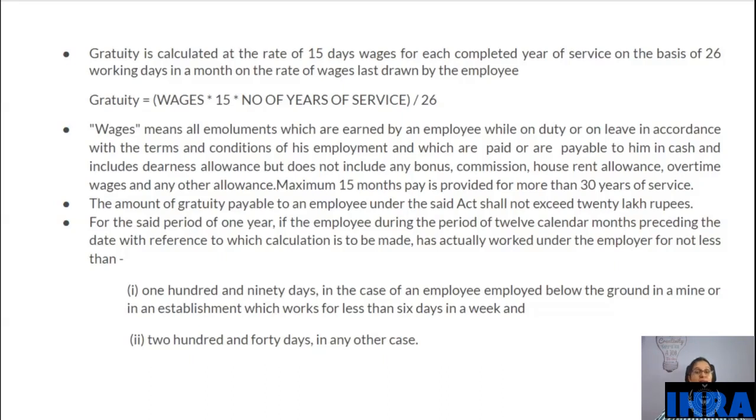So it simply means that suppose we are calculating gratuity this year, then what we have to see is that, before today, in the 12 months preceding this date, he should have actually come to the office for at least 190 days if he is a mine worker or a ground worker or works less than 6 days a week, or in another case 240 days for normal workers. At least 240 days he should have come to the office preceding the date on which we are calculating the gratuity.